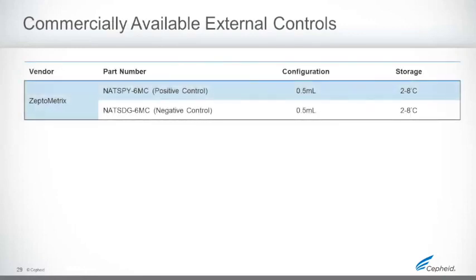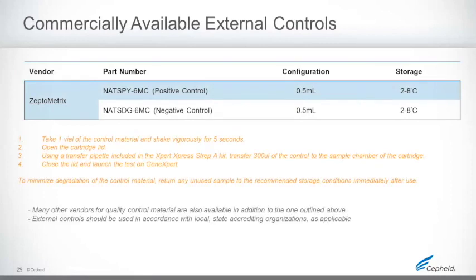Some commercially available external controls include controls from Zeptometrix, catalog numbers listed here. The process of preparing those controls includes step 1, take 1 vial of the control material and shake vigorously for 5 seconds. Open the cartridge lid. Using a transfer pipette included in the kit, transfer 300 microliters of the control to the sample chamber of the cartridge. Close the lid and launch the test on the GeneXpert.